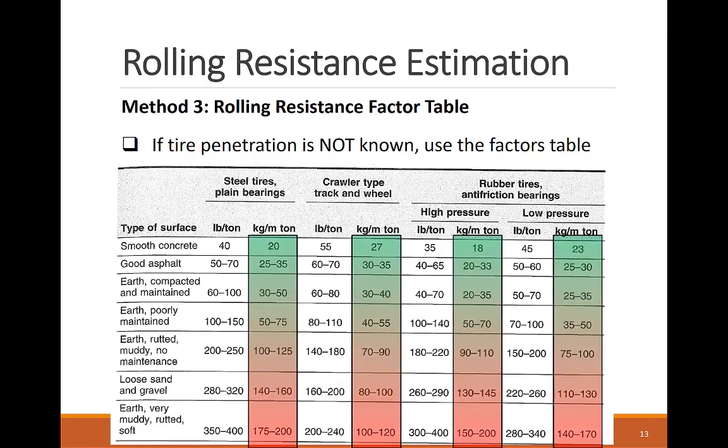You can see that the rolling resistance for all equipment configurations increases with the decrease of the haul surface quality, from having a smooth, hard concrete to a very muddy, rutted soil. However, you can see that high-pressure rubber tires achieve the lowest rolling resistance on smooth concrete. On the other hand, crawler equipment have the lowest rolling resistance in the muddy soil surface. If crawlers are not available, then equipment with low-pressure tires could be the second option.